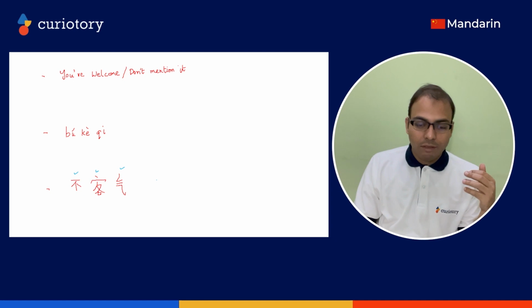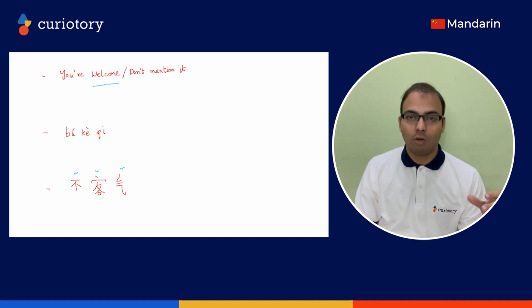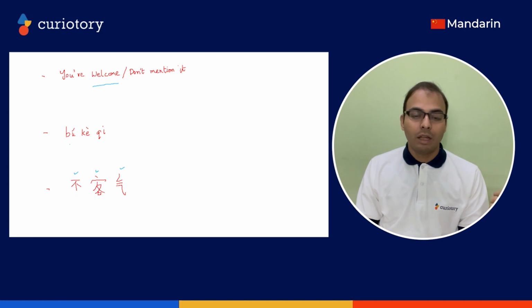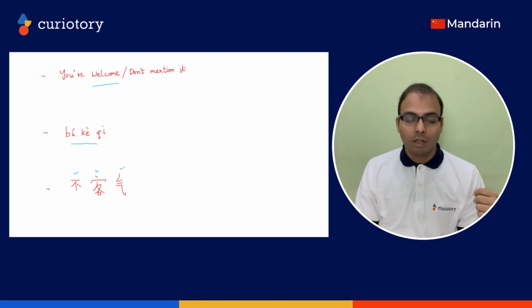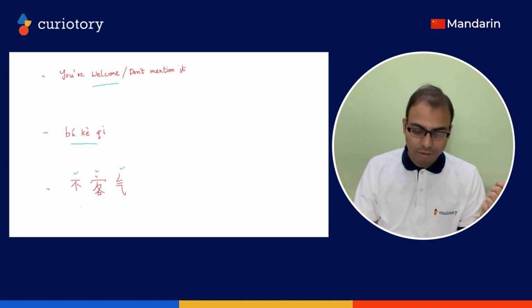So what is the first part? The first aspect is you are welcome, don't mention it. That's the subject here. What is the pinyin? How to say it? If you are in China and you want to say you are welcome, don't mention it, you will have to say 不客气. And if you want to write you are welcome or don't mention it, you will have to write these three characters. If you write it once again, 1, 2, 3, 4, 5.